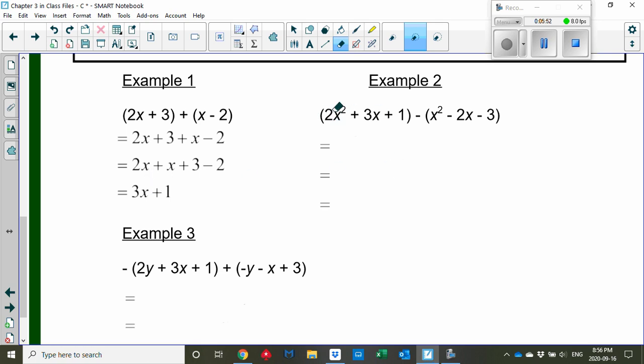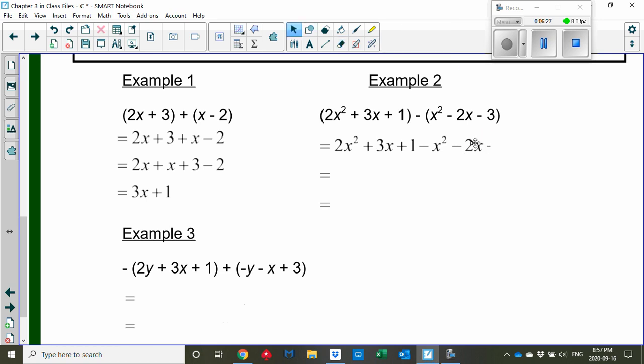Example 2. What's out front of this bracket? Nothing. So get rid of the brackets, and you stay the same. The positive 3x, excuse me, stays the same. And the +1 stays the same. They don't change signs. But look at this negative out front of the second bracket. The negative goes away, the brackets go away, and since this is a positive x squared, it changes. Since this is a -2x, it changes.